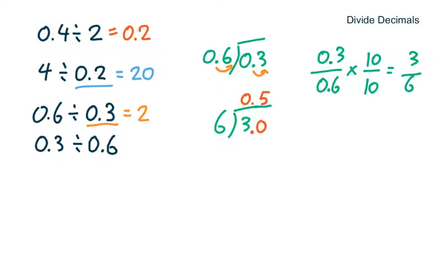And 5 times 6 is 30, so I'm going to write down 30. 30 minus 30 is 0. So that means our final answer for the fourth problem is 0.5. And if you think about this, 3 over 6 is basically 1 over 2. And 1 over 2 is 0.5.